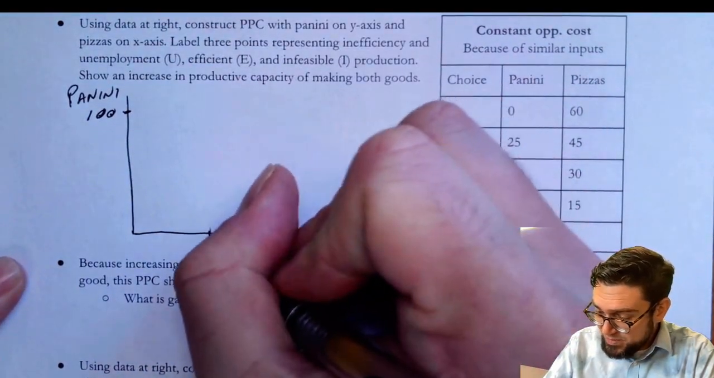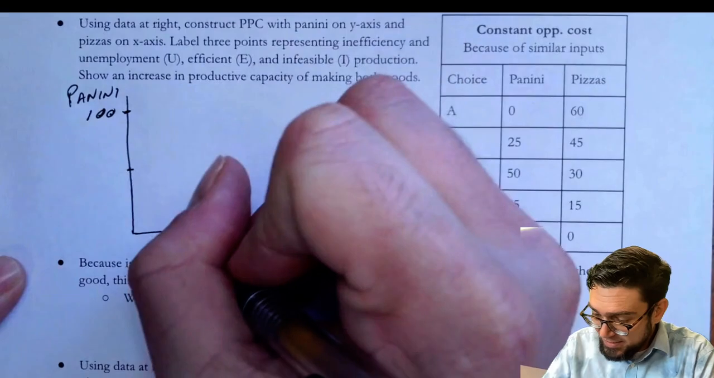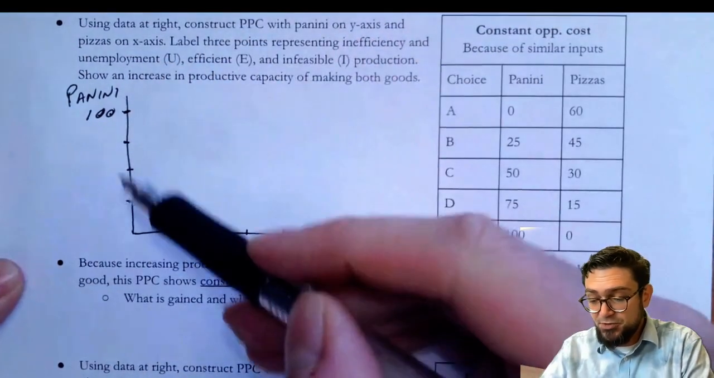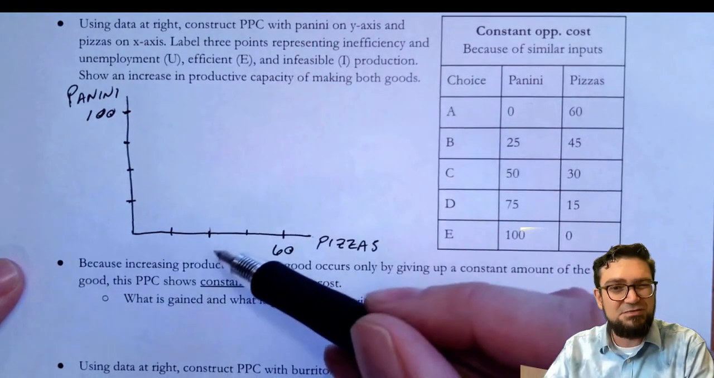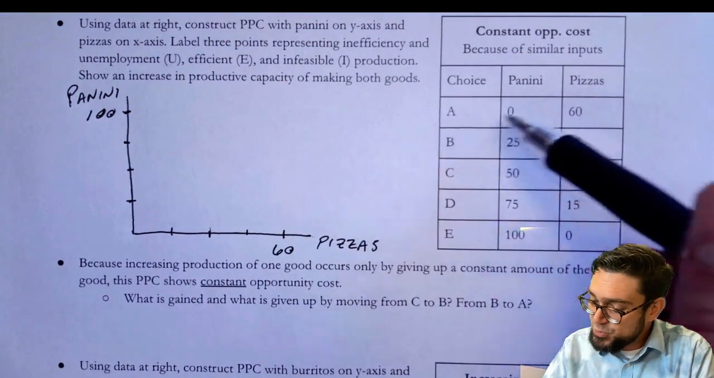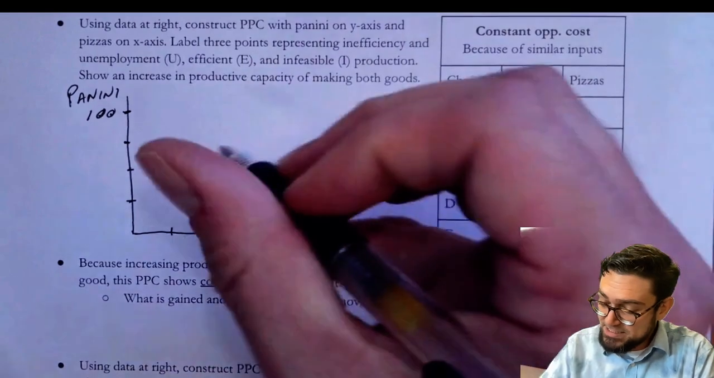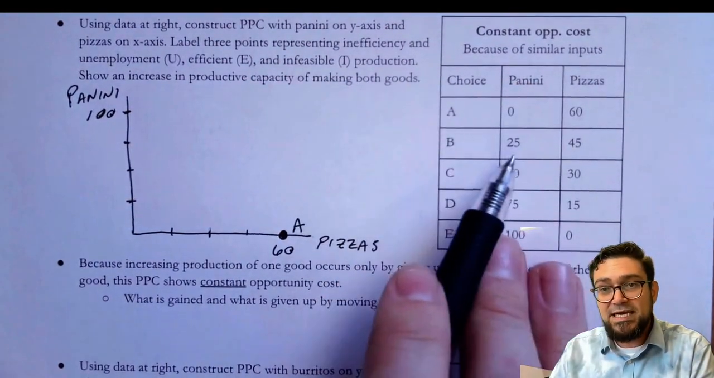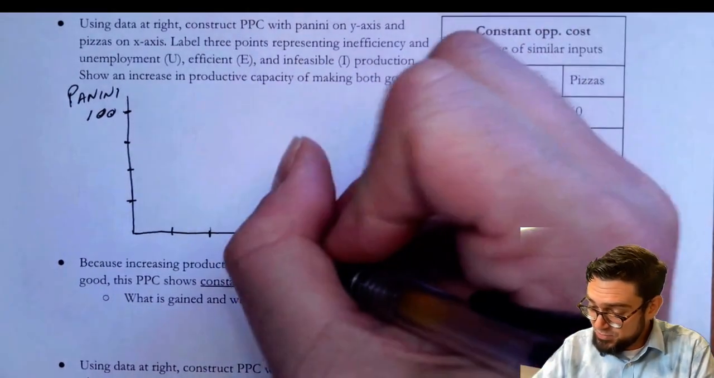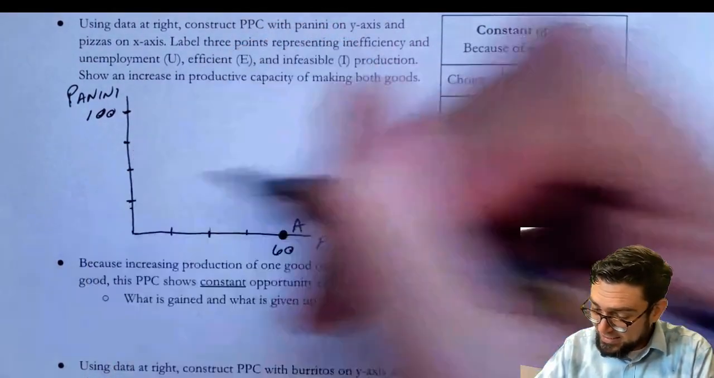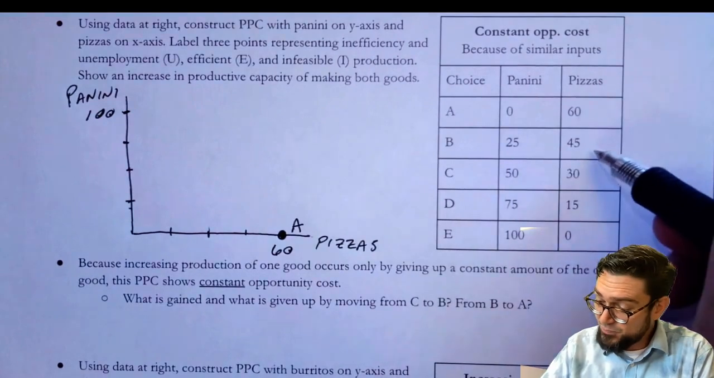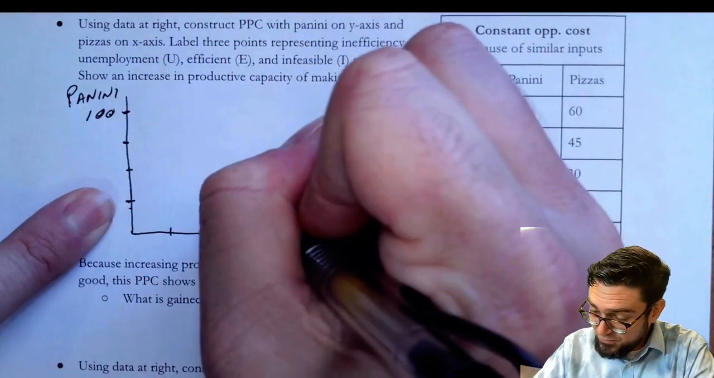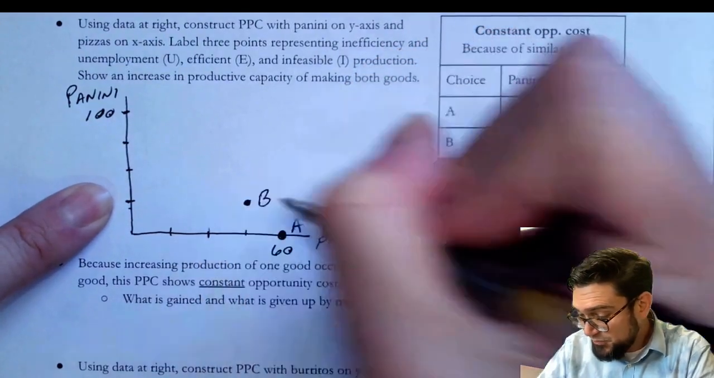And then just to keep this easy, I'm going to put little hash marks in where there's the quarters. I just know that's 25, 50, 75. This is 15, 30, and 45. Now, choice A is 0 panini and 60 pizzas, and that's just this choice right here, choice A. Choice B is 25 panini and 45 pizzas. Well, this is our 45 pizza, and this is our 25 panini. So we're going to go over and put a dot right here for point B.